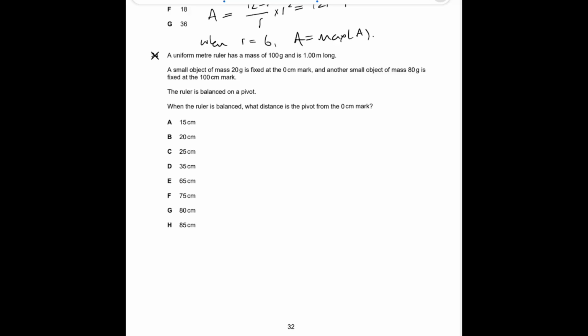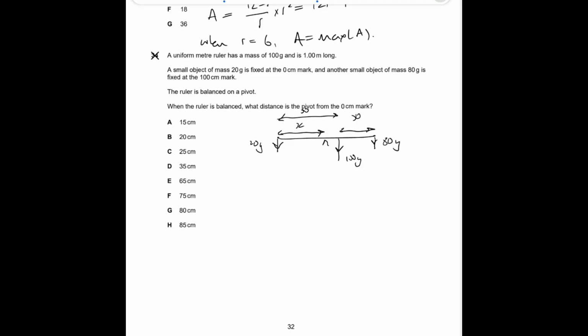Uniform meter rule has a mass of 100 grams. It's 1 meter long. Okay. So there's going to be 20 grams over here, 80 grams at the end. Then the pivot, let's say x centimeters along. And we know that halfway along, we've got the weight. So this is going to be 50, and this is also 50. And we know we've got 100 grams weighing down here.